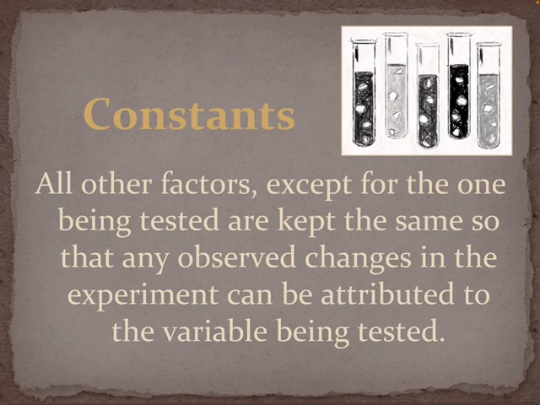All of these things are kept the same so that your results are attributed only to the thing you are testing, right? Only attributed to the variable. So you want to keep everything else constant so that you know your results are actually based off of what you're testing and not off of something else, right?